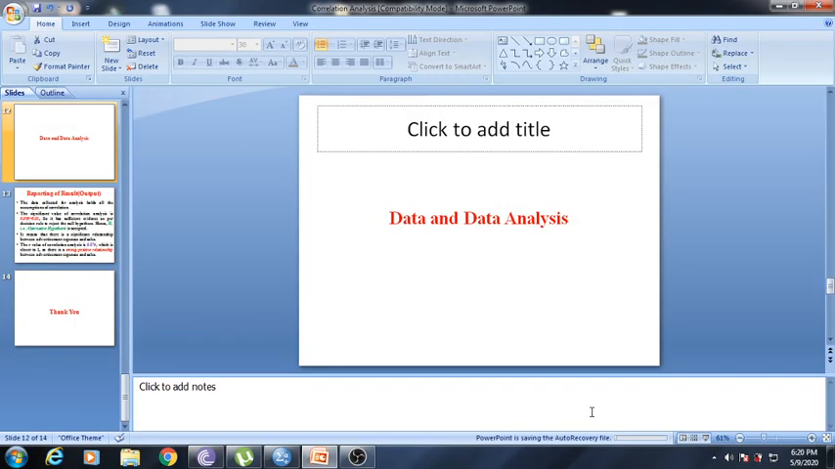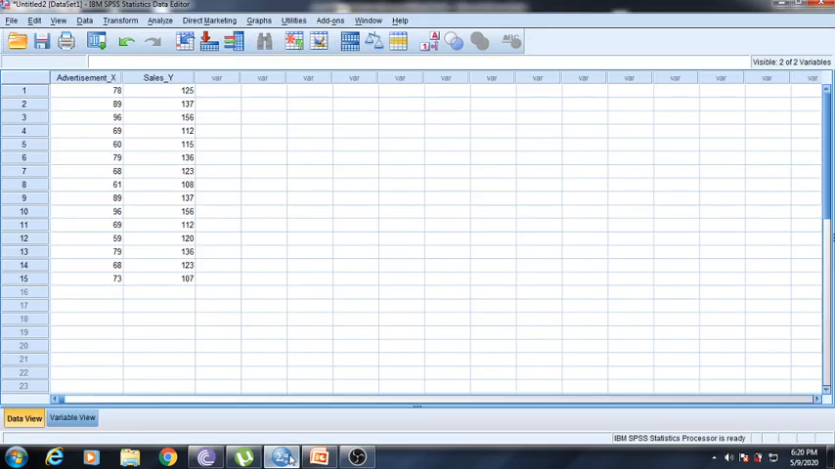Now we'll go to our data. You can see here in the SPSS file, we have our data. These are the two variables, advertisement expenses and sales. Our first assumption of correlation analysis was that the data should be from related pairs, meaning we have collected the data from the same company, that is Alpha Private Limited: advertisement expenses of Alpha Private Limited and sales of Alpha Private Limited. So it is related pairs.